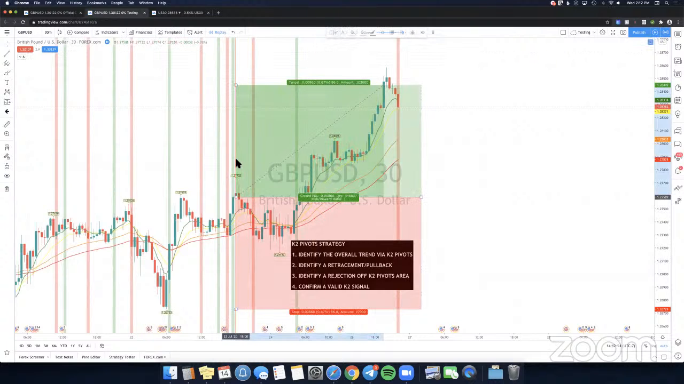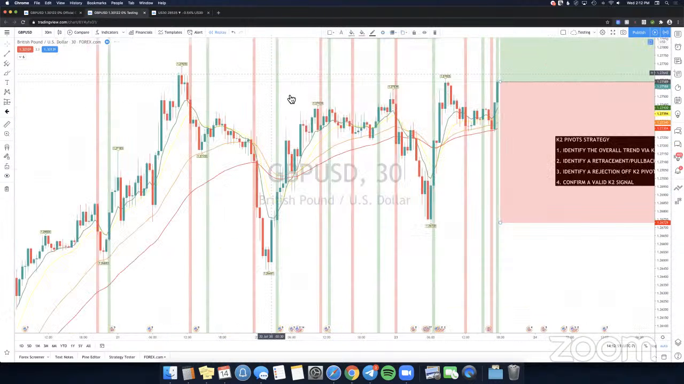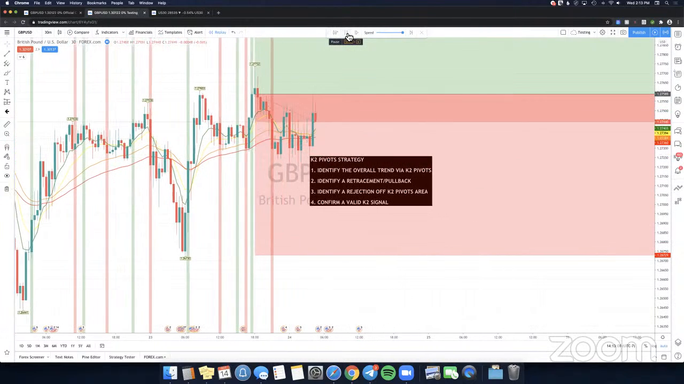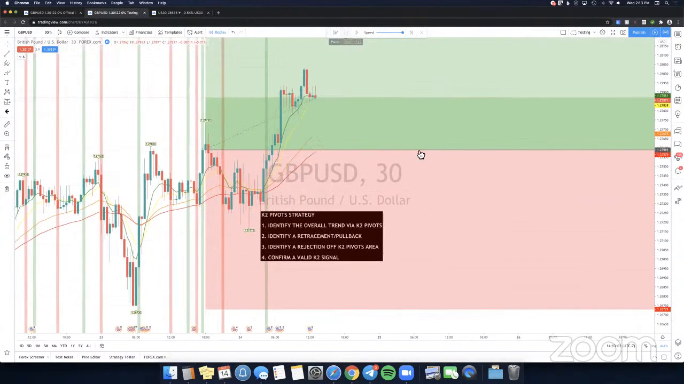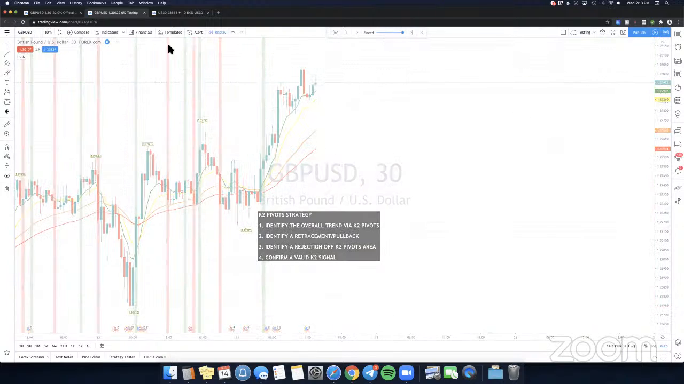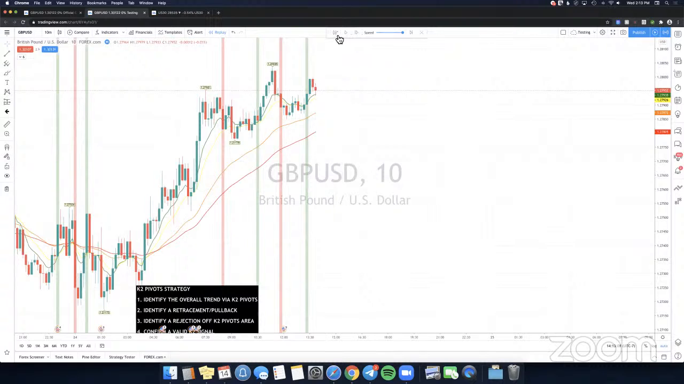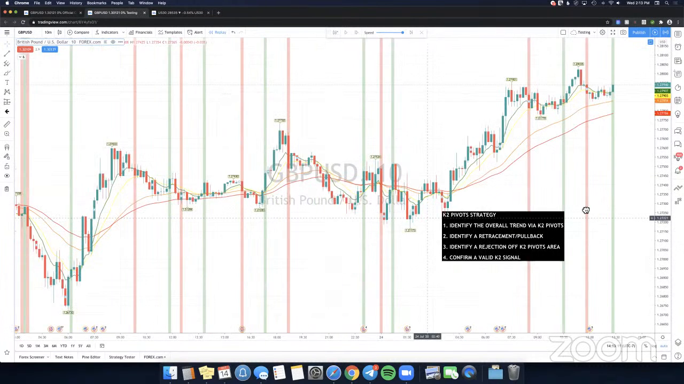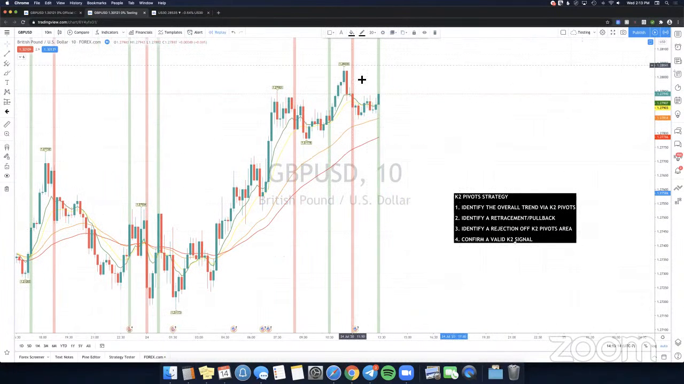And then if you want to scalp on a lower time frame, sorry, let me delete this. Yeah, if you want to scalp on the 10-minute, you just rewind it. Same situation, we could go right here again. Identify the overall trend, price is above the trend. It's the same exact thing.